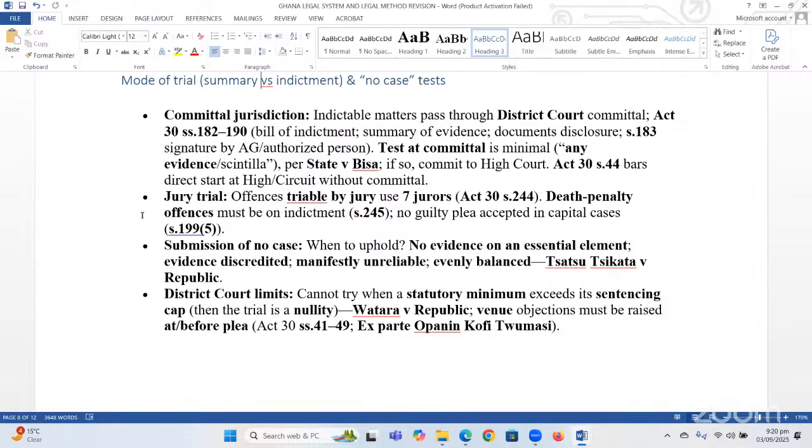For capital offenses, whether you plead guilty or not guilty, the court will always enter not guilty so that you go through the full trial. Then we also have guilty. Guilty is judicial confession, but as I said, where it is a capital offense, even if you plead guilty, it will not be taken. It will be treated as not guilty.